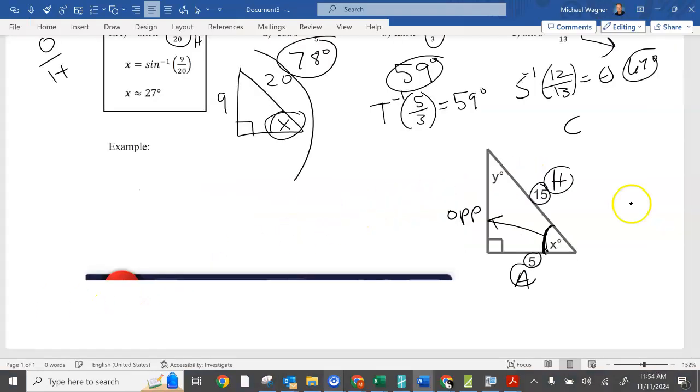Great job. A and H, cosine, right? So now we're going to do cosine negative 1, A over H, right?